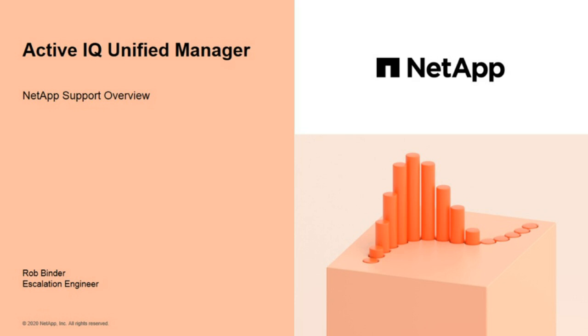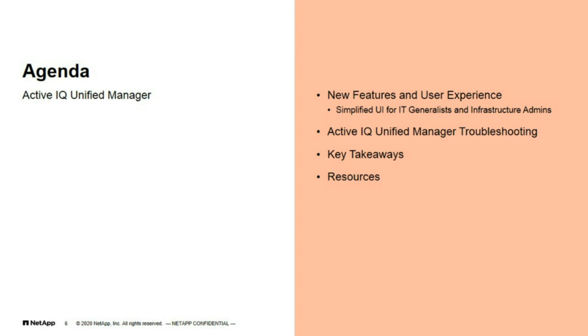As Dwight mentioned, my name is Rob Binder. I'm an escalation engineer with NetApp, and I'm going to be talking to you today about ActiveIQ Unified Manager with a focus on version 9.7. We'll be covering some of the new features and user experience, troubleshooting, some key takeaways, and at the very end, we're going to have a link to access documentation so you can read up more about the product.